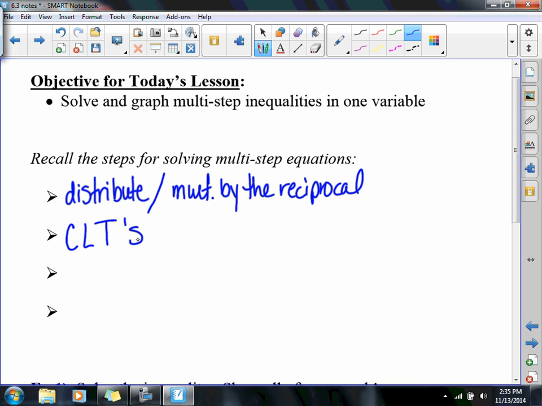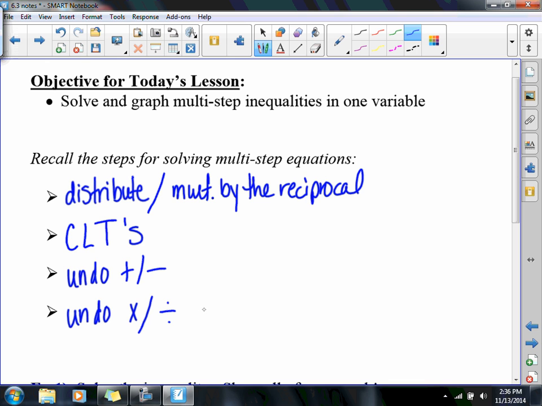So that way we get all of the variables on one side and all of the numbers on the other. Or we might have to combine like terms on the same side of the inequality, all of them on the left side and all of them on the right side. And then remember, we want to undo any addition or subtraction next. And our last step will be to undo multiplication or division. So these are the same steps that we had when we were solving equations, and we're going to follow them when we're solving inequalities as well.